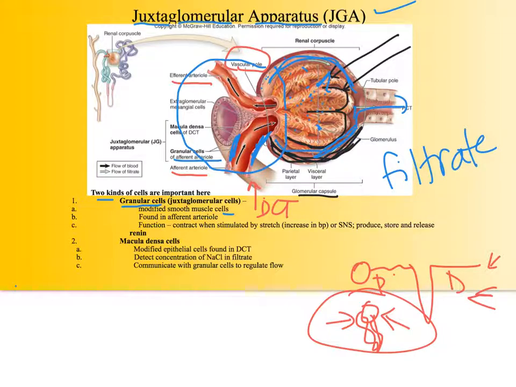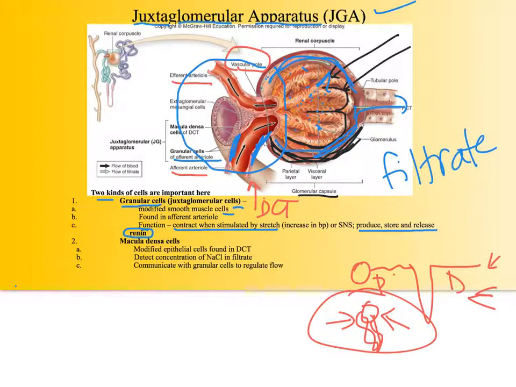Now, what they do is they're actually smooth muscle. So if they get stretched, they're going to contract. If the blood pressure goes too high, they're going to contract and reduce the flow into there. Another thing that they do is they produce, store, and release our friend renin. What does renin do? We talked about renin before, right? Renin activates angiotensin.